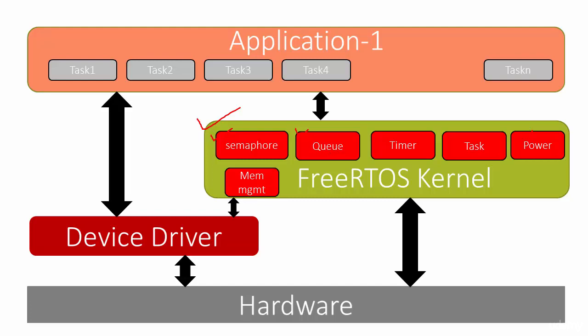You can use all these services. Each subsystem or each service provides its own set of APIs. For example, semaphore provides its own set of APIs. The queue management service provides its own set of APIs, and so on. All these APIs you can use to write a FreeRTOS application.